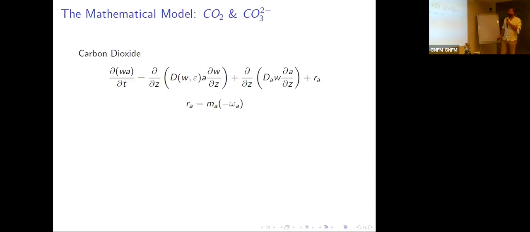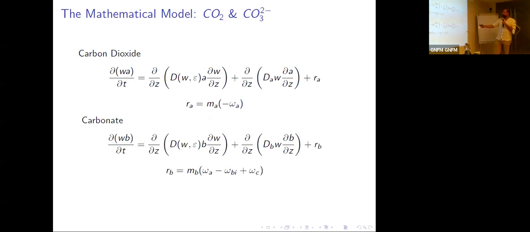Now, let us consider carbon dioxide and carbonate. These both are transported and diffused in water. Concerning the reaction term, carbon dioxide is only consumed by reaction with water.